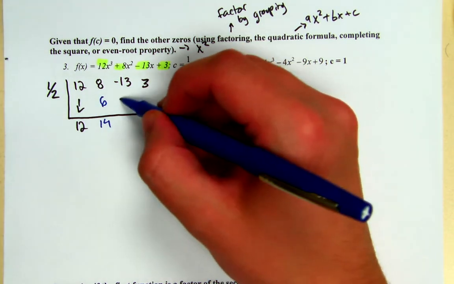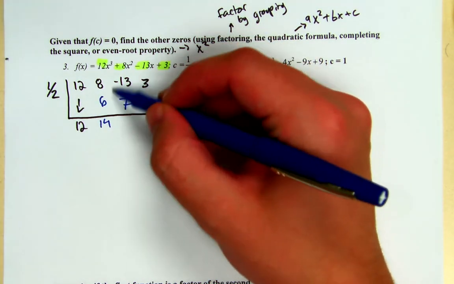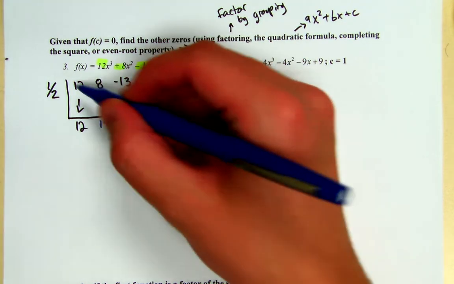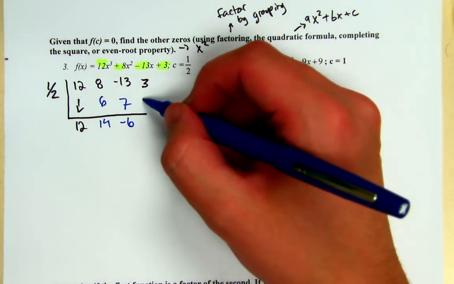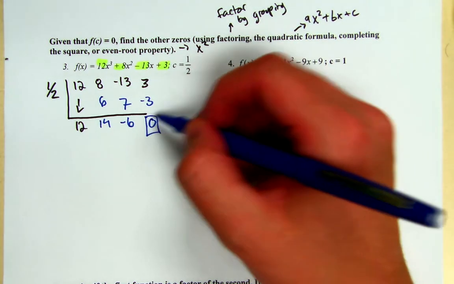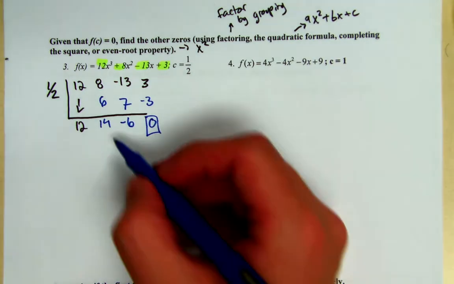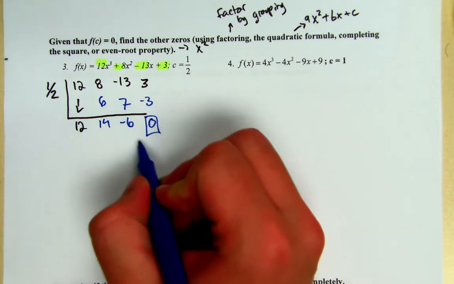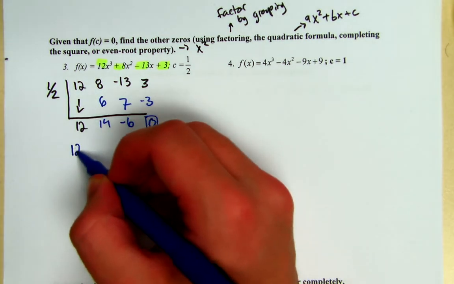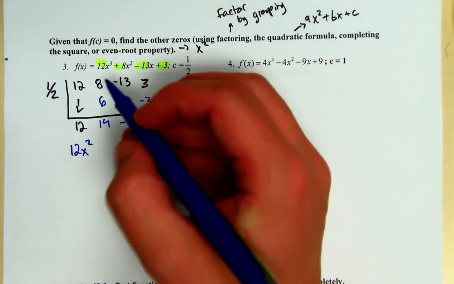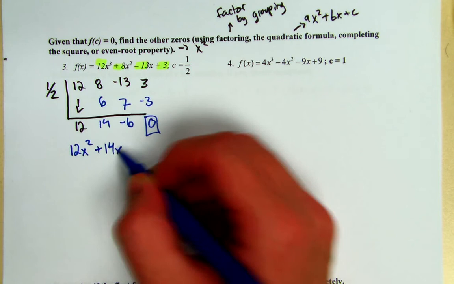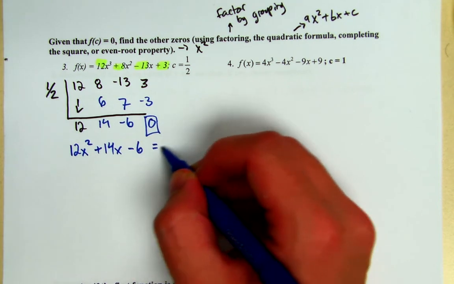Half of 14 is 7. Negative 13 plus 7. We end up with negative 6. Half of negative 6 is negative 3. And hey, that actually ends up being 0. It should be, because that's our remainder. So we're good. Now, again, this is where you take that bottom line, and we need to keep going further with it. We need to say, hey, this is really 12x squared, 1 less than the original power, plus 14x minus 6 equals 0.